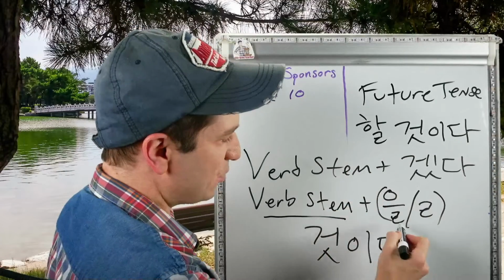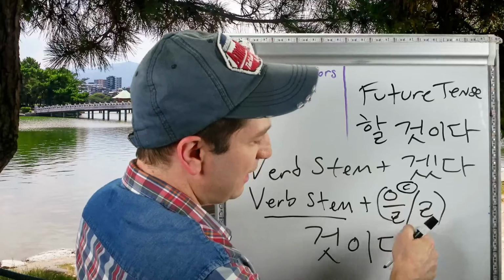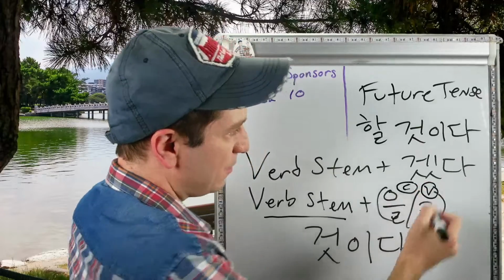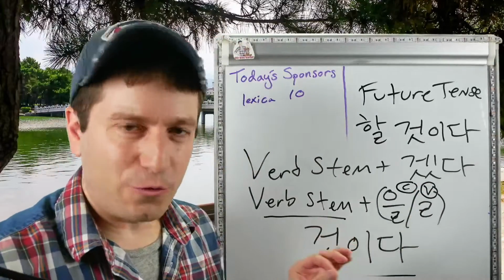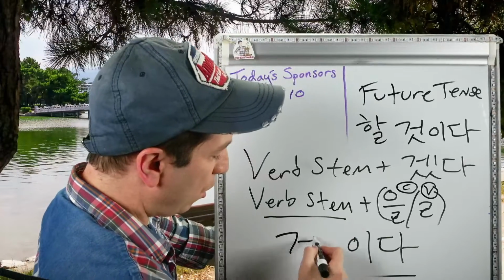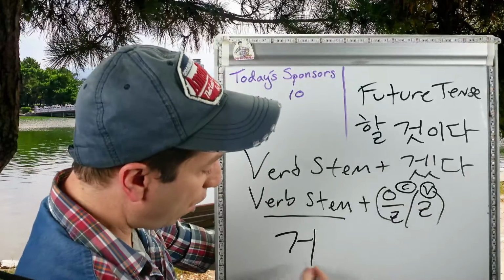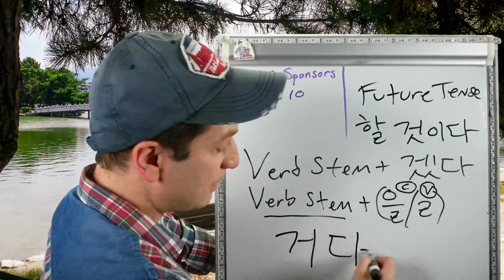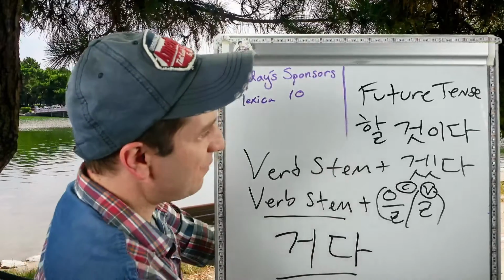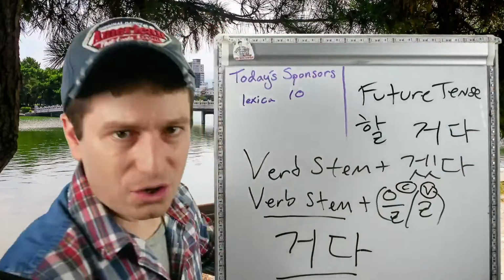Basically, you take a verb stem and you attach 을 if it ends with a consonant, or you attach ㄹ if it ends with a vowel. But if you're already familiar with this form, you'll know 것이다 often is shortened to 거, like 거야, 거예요. 것 can become 거, and 이다 can just become 다. So you can have 할 것이다, or more commonly, 할 거다.